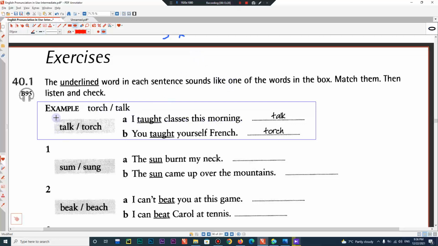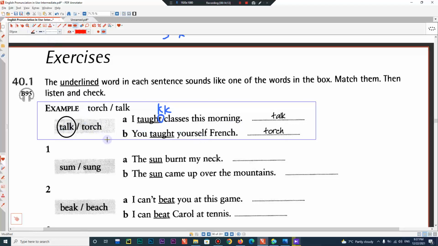Now, you should use this one for this one. Why, teacher? It is because your next word is starting with a k sound, classes. So it's better to say "I taught classes." Get rid of the t sound and change it to the k sound. It's going to make it easier to pronounce because joining happens there. So this t changes to k. So instead of saying "I taught classes," which is very hard, you can say "I taught classes."